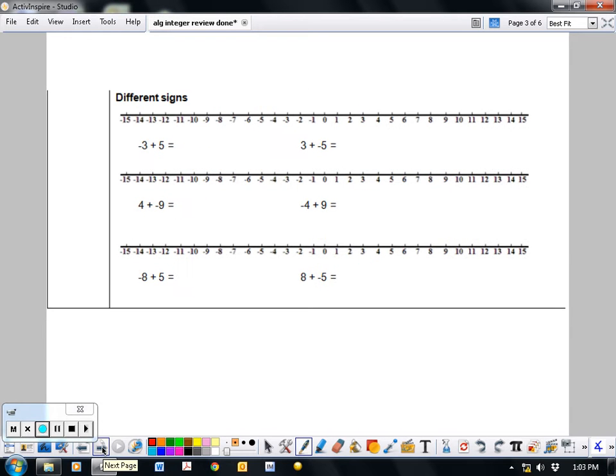So now with different signs, again, we're looking at positive and negative directions. So here I'm starting at -3, and then I'm going to add a positive 5. So I'm going to go 5 in the positive direction. 1, 2, 3, 4, 5. Now, because I went up in the positive direction, I ended up crossing 0 into the positive numbers.